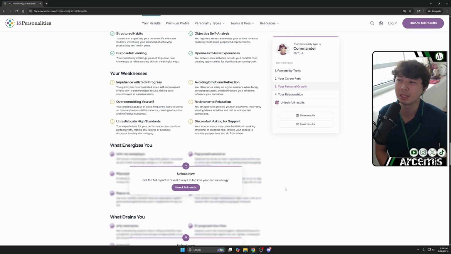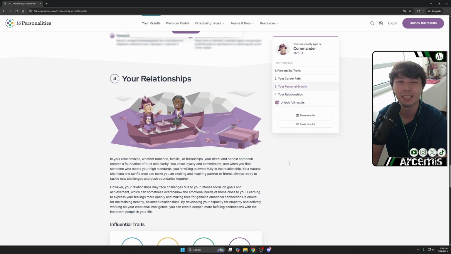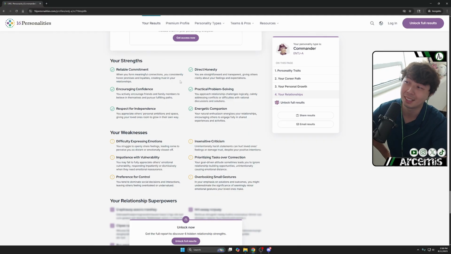I don't understand when I'm in a position where I really should be asking for support. So I think asking for support in general is my weakness, but discomfort, I don't think so. Oh, relationship, reliable commitment. Yeah, I think that's a pretty strong one. My longest relationship was 6 years, and I think there's only one relationship where I was the one that cut it off. So yeah, I'm pretty committed.